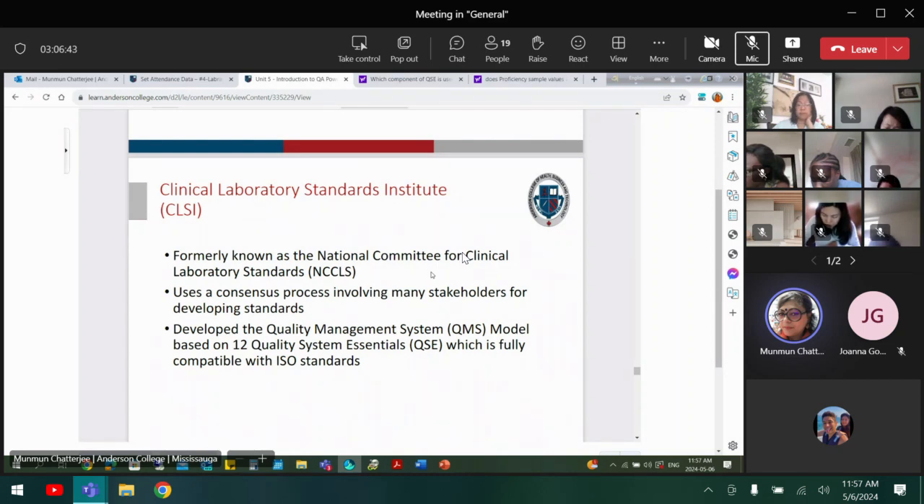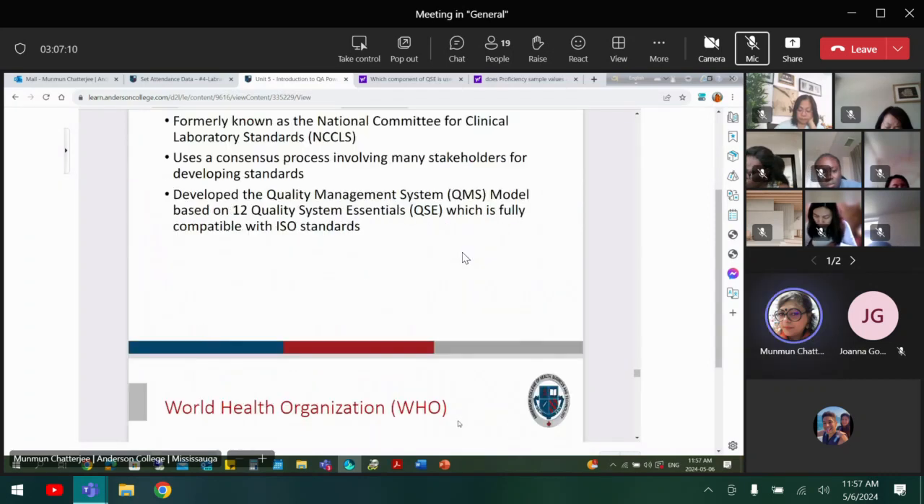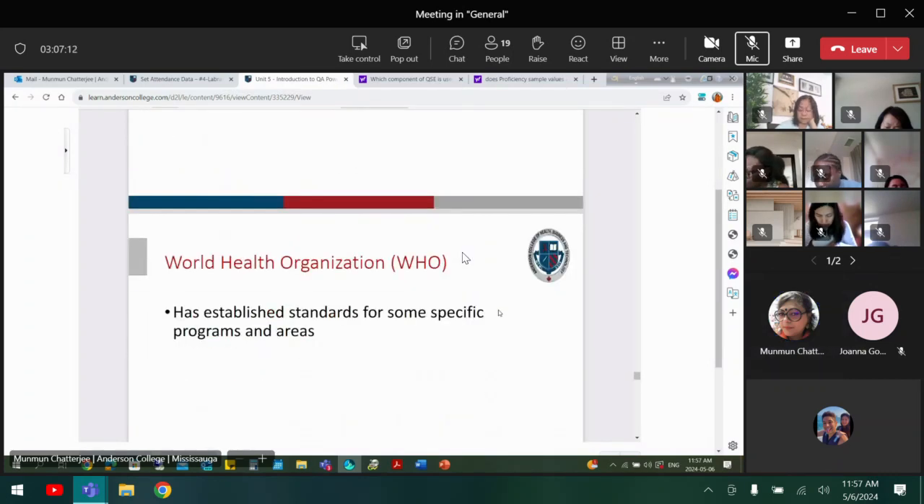So they have developed the 12 quality system essentials. That is the 12 building blocks, which is compatible with ISO standards. So these 12 building blocks of the quality system essentials have to be compatible. Each building block has to be compatible with the ISO standard, which is the international standard.